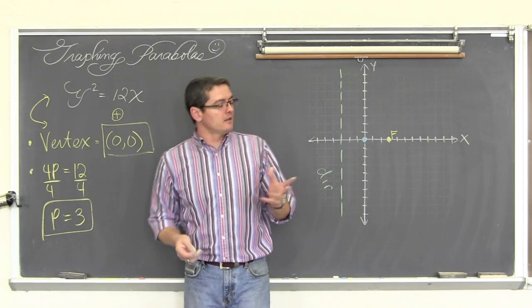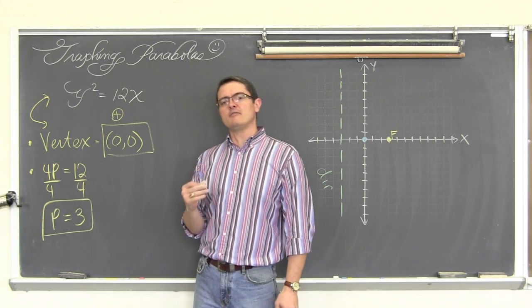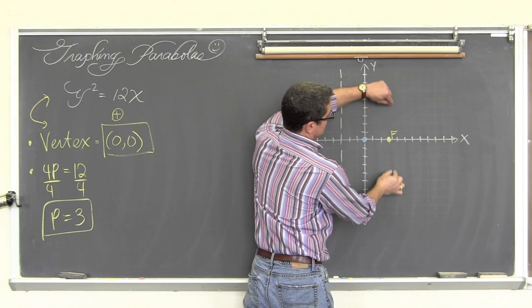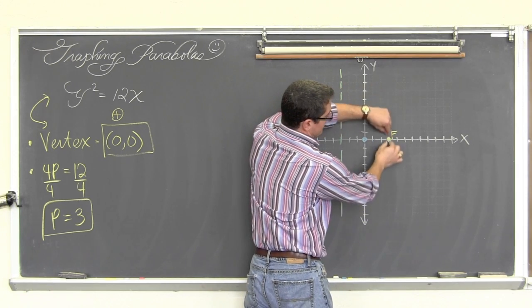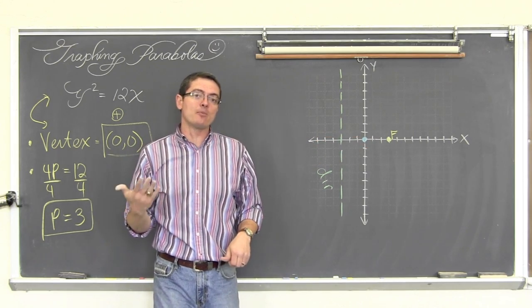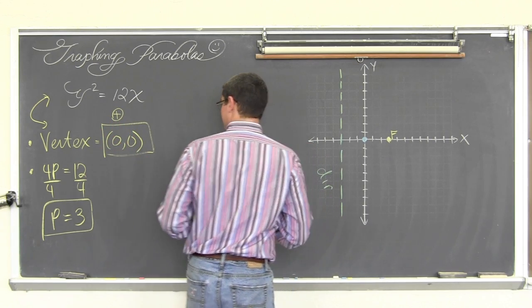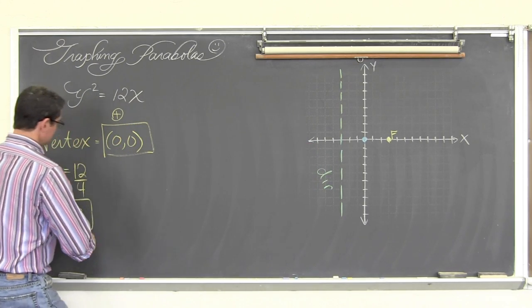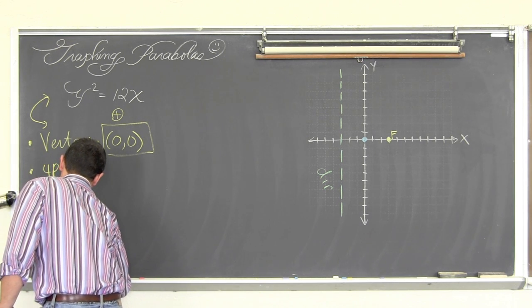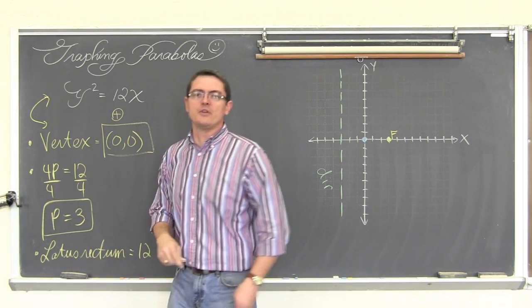And the parabola, now I can just go and draw a quick parabola, but 4p is the length of my latus rectum. My latus rectum is this line segment that's going to be perpendicular to my axis of symmetry. My axis of symmetry is horizontal because that's the way my parabola is going to open up, is 12 units long. Let's go ahead and write that down. My latus rectum is equal to 12 units.